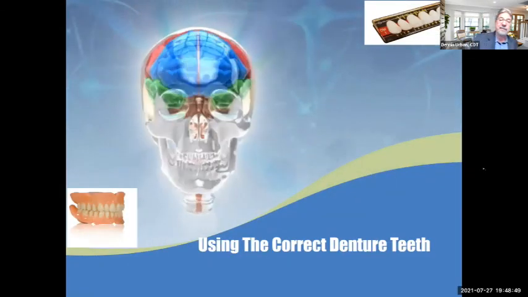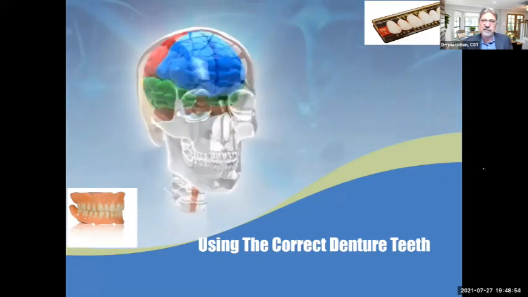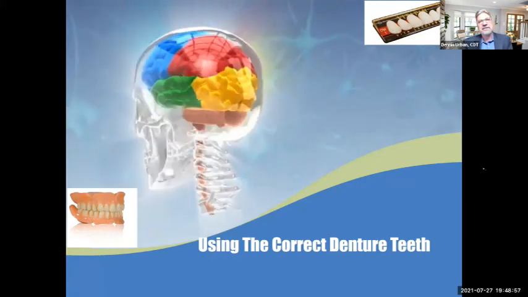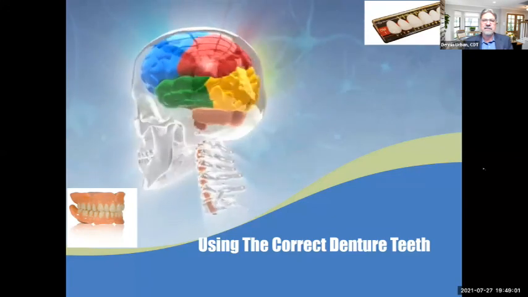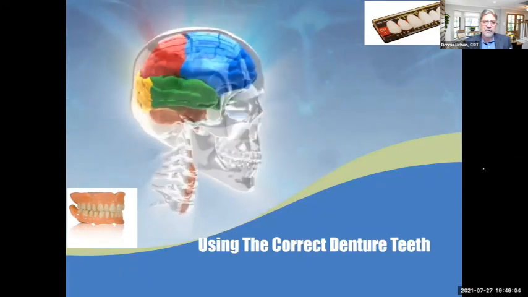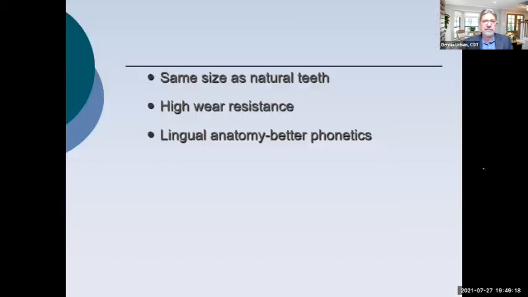Like I mentioned earlier, there are a lot of denture teeth out there on the market, but especially for implant type cases with overdentures and these hybrid cases, denture teeth tend to wear a lot quicker than they would on a regular denture. And this is why I recommend something that has ceramic fillers, something that's going to wear like natural denture teeth. So you want something like a microfiller reinforced polyacrylic, like this one from Vita. It's a special material with ceramic fillers. They look great in the mouth, they wear great, and it's a homogeneous material throughout the entire tooth. So, same size as natural teeth, high wear resistance, and it has lingual anatomy for better phonetics.